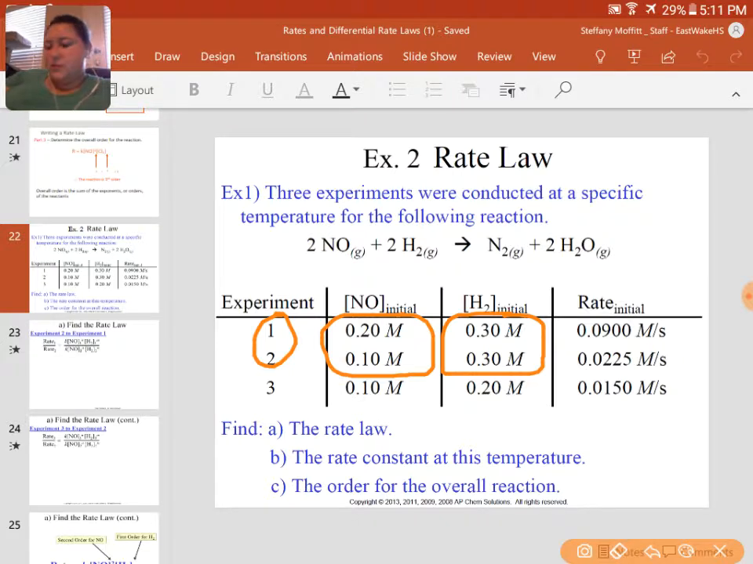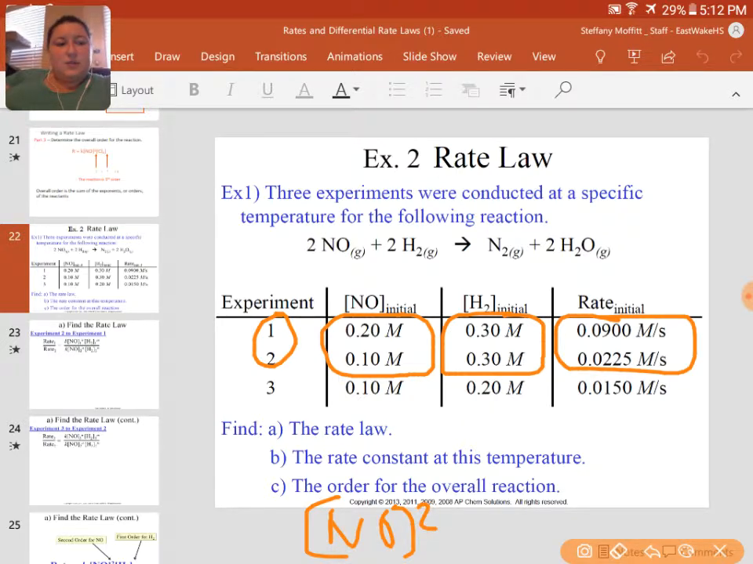So what we do is we say what happens to the rate during this time, and doing it on my calculator, 0.0225 divided by 0.09. Oopsie, I think I did that backwards. 0.09 divided by 0.0225, and it actually quadruples. It's times 4. So my exponent for NO is actually a 2. It's second order.